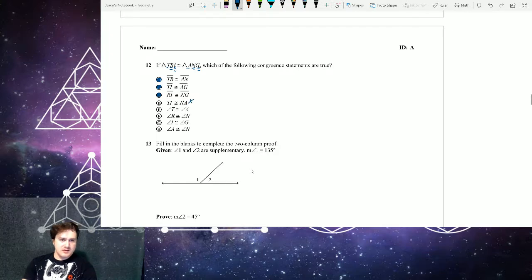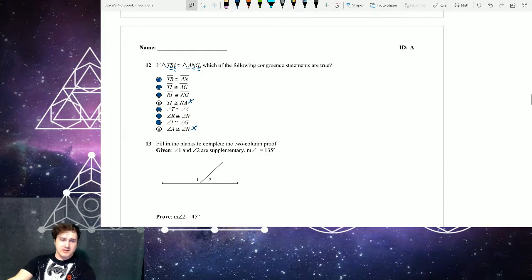Alright. T and A, first and first. Works out. R and N, second and second. Good job. I and G, third and third. That one works out as well. And then A and N, those are on the same one, so you can't really compare them to each other, so it's not going to be that one either.